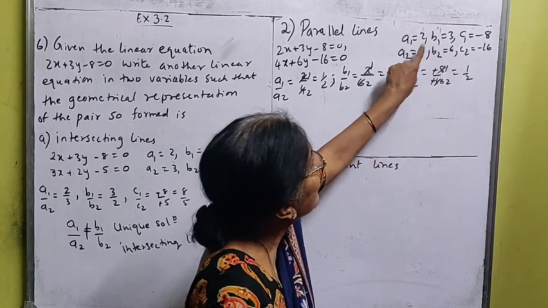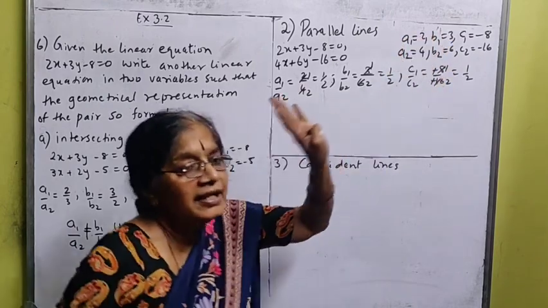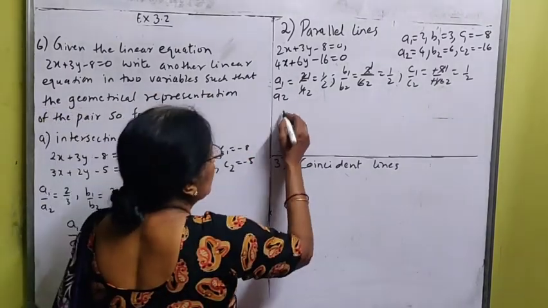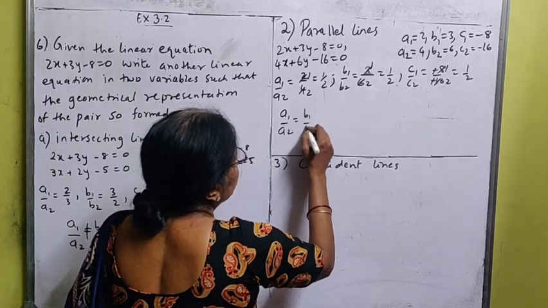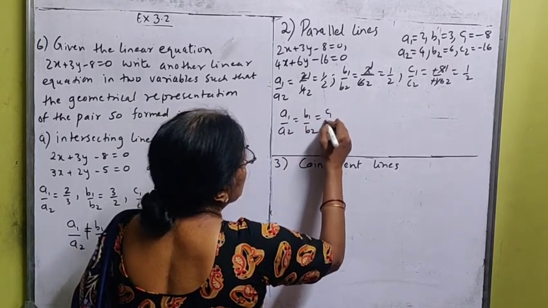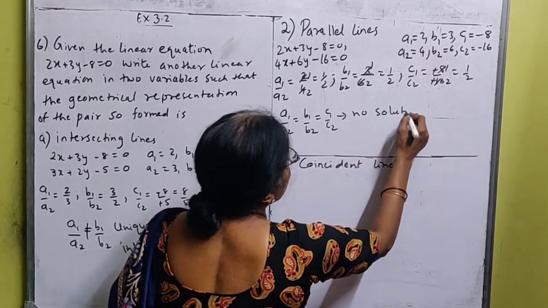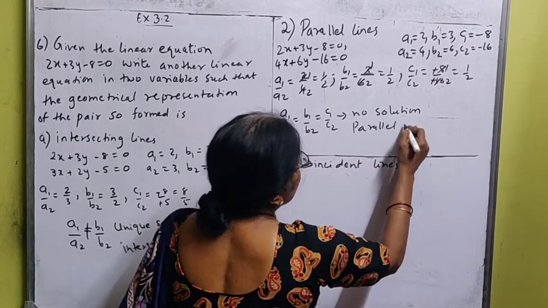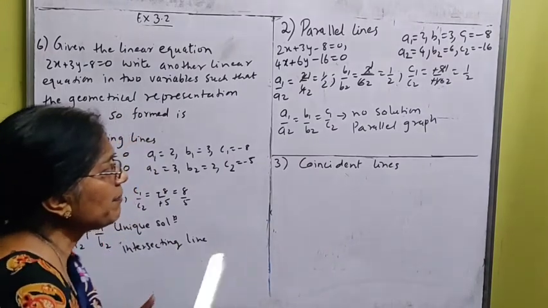So take the multiples of the coefficients. Easily you will get A1 by A2 is equal to B1 by B2 is equal to C1 by C2. So what I got is A1 by A2 is equal to B1 by B2 is equal to C1 by C2. No solution. So what type of graph is it? Parallel graph.